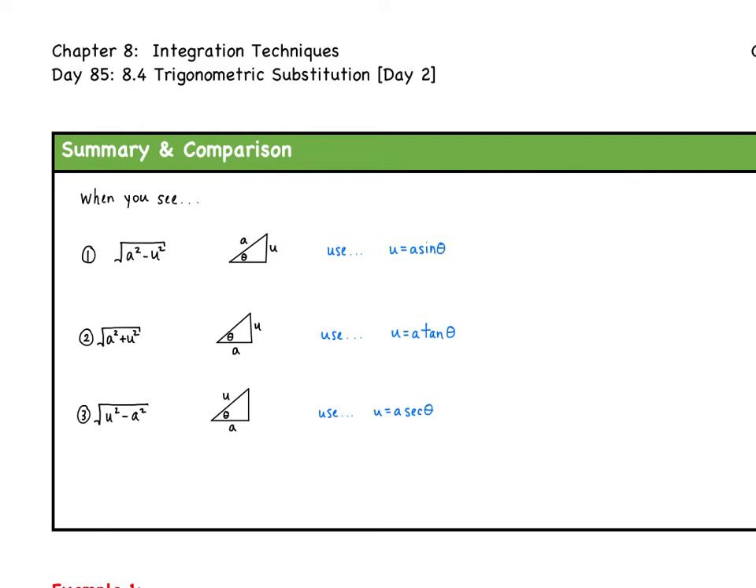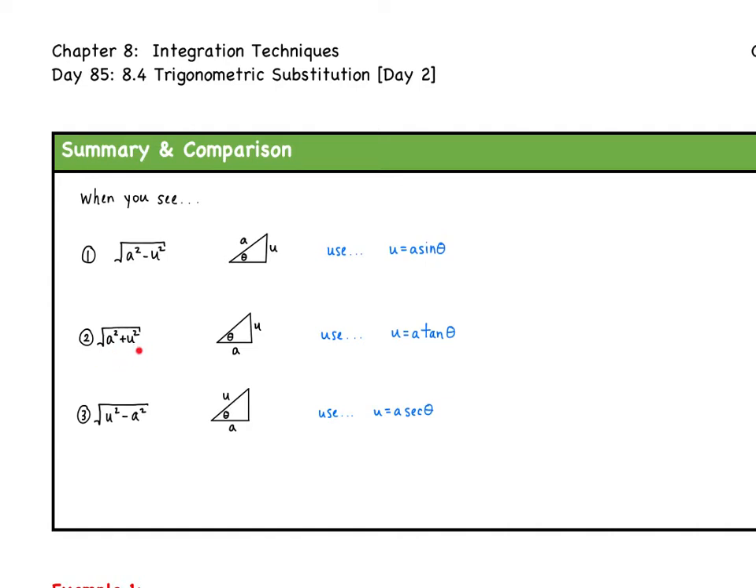All right, today is the second day of section 8.4 Trig Substitution. So just a quick summary and comparison. Remember, when we see the square root of a squared minus u squared, we've got our triangle. We're going to make that substitution: u is a sine theta.